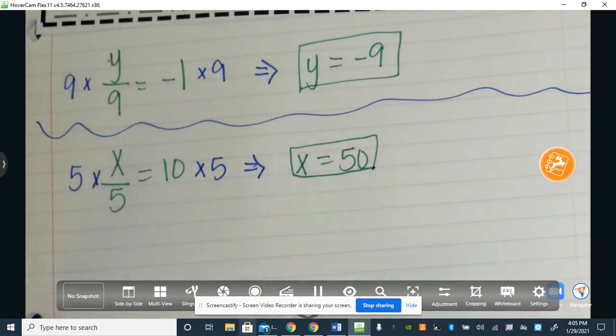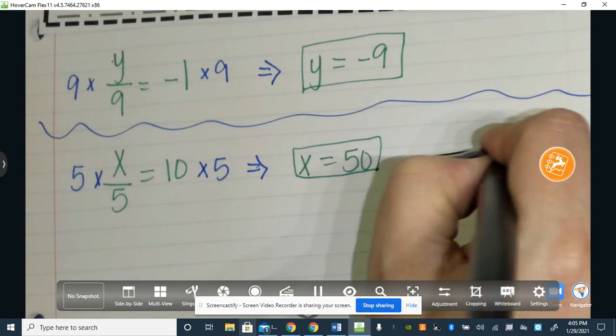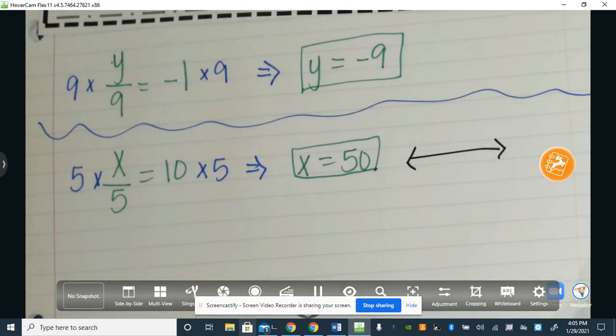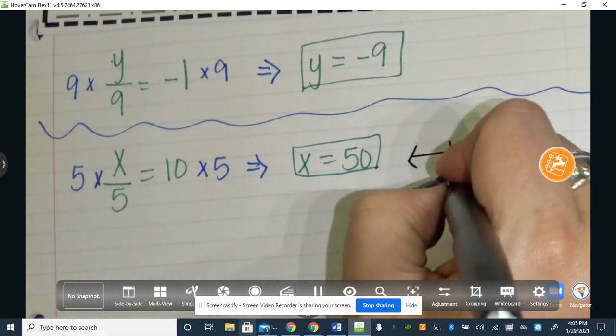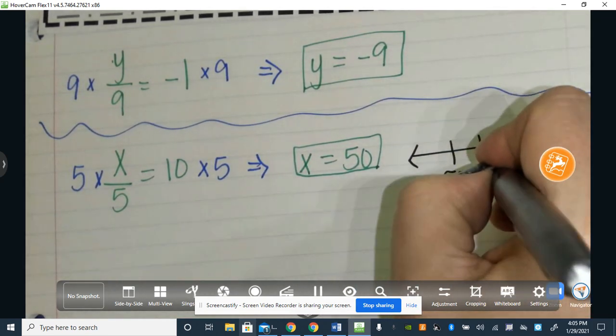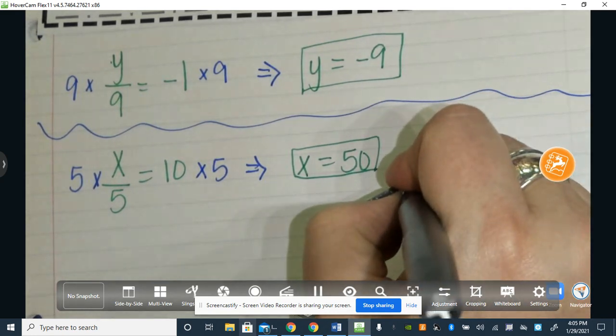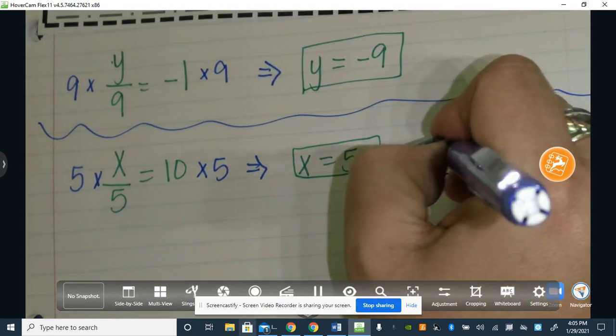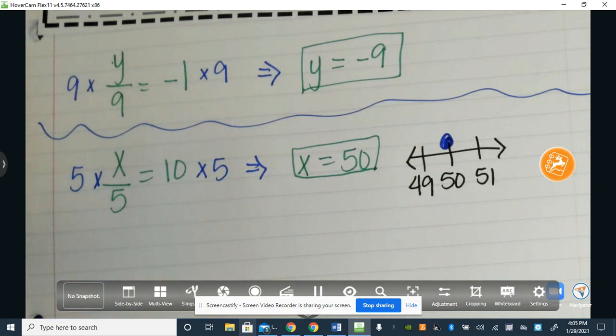If I wanted to draw this on a number line, I can create it super simple. You ready? Straight line, 2 arrowheads at each end. In the middle, I put 50. I always put a number higher than 50 and I always put one number lower than 50. There's my number line. Nothing fancy about it at all. Then I'm just going to plot the point at 50.